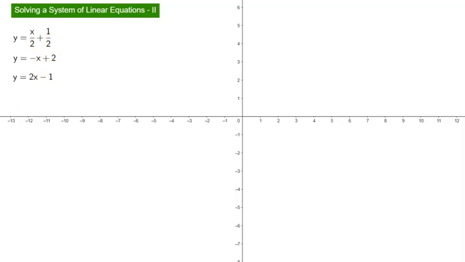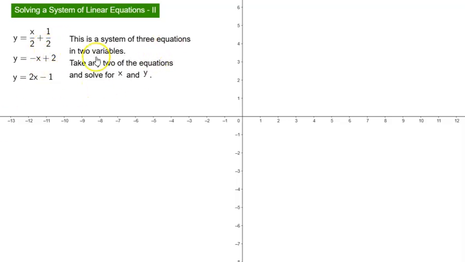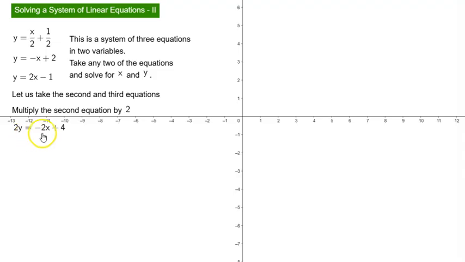Now we have a system of 3 equations in 2 variables. So we take any 2 of the equations and solve for x and y. So let us take the second and third equations. Multiply the second equation by 2. We get 2y is equal to minus 2x plus 4. And we have y is equal to 2x minus 1.